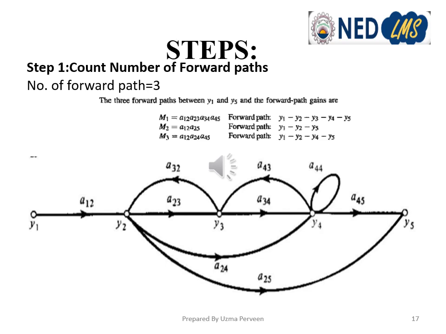So for M1, the first forward path, the forward path gain will be A12 multiplied by A23 multiplied by A34 multiplied by A45. The second forward path from y1 to y5 goes from y1 to y2 and then from y2 to y5 directly. So there are 2 branches involved, and the second forward path gain M2 is A12 multiplied by A25. The third forward path goes from y1 to y2, then y2 to y4, then y4 to y5. The third forward path gain is A12 multiplied by A24 multiplied by A45. So we have 3 forward paths here. No other forward path exists.